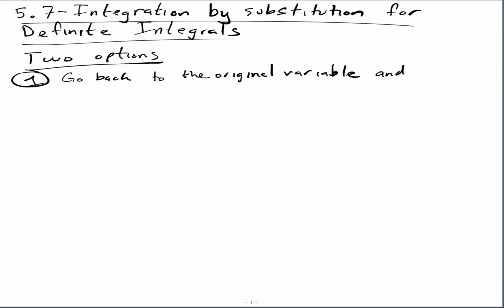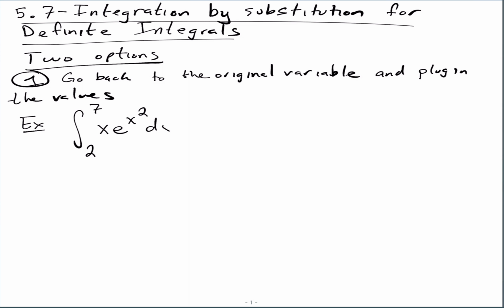And plug in the values. So this is kind of the more natural way to do it when you're first starting off. But the second way that I'll show you is typically harder at first, but easier going forward, typically. Not all the time. So let's say, for example, you have the integral from 2 to 7 of x e to the x squared, for example.